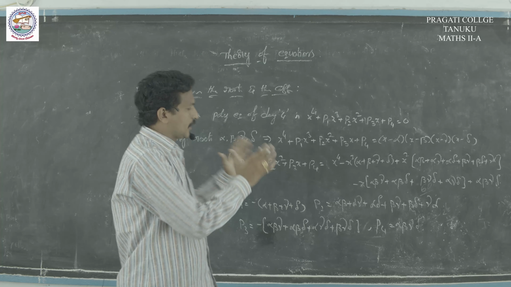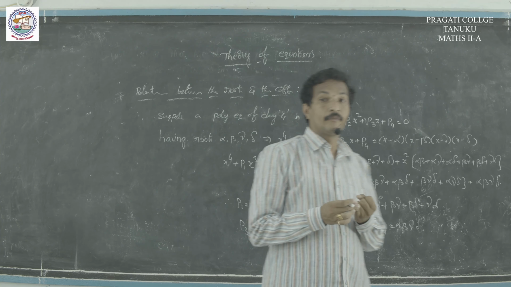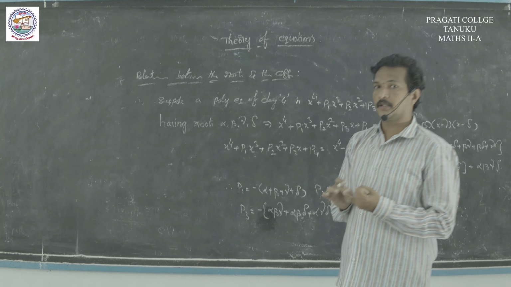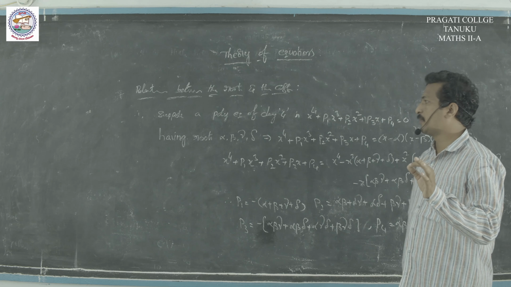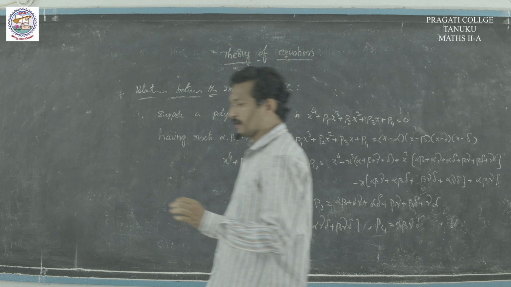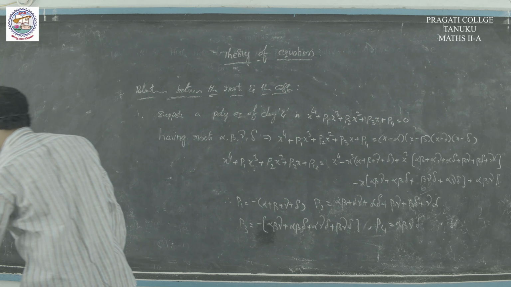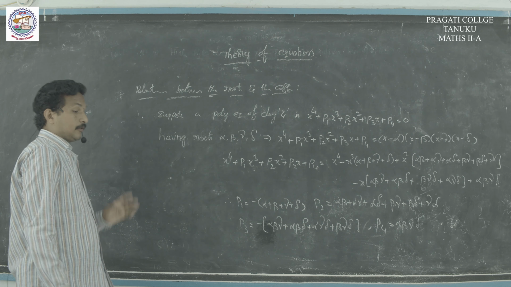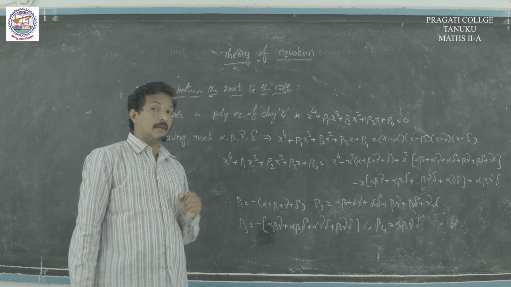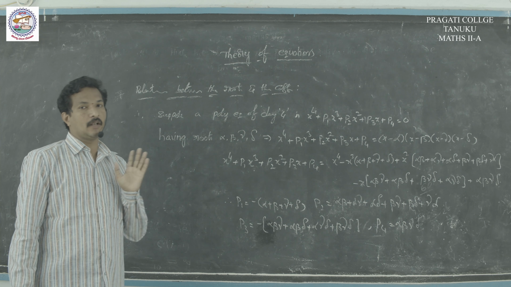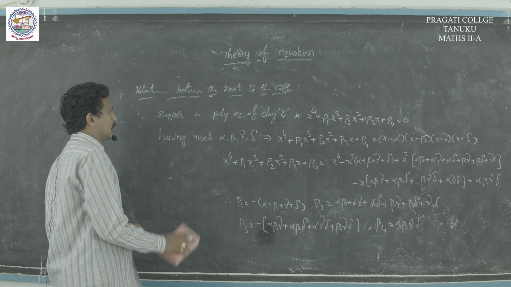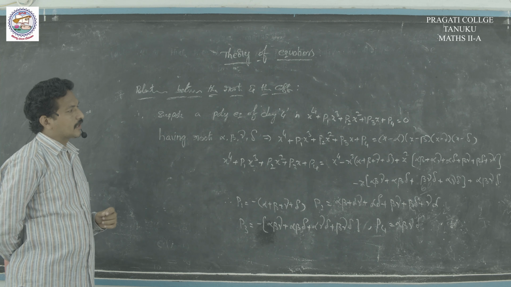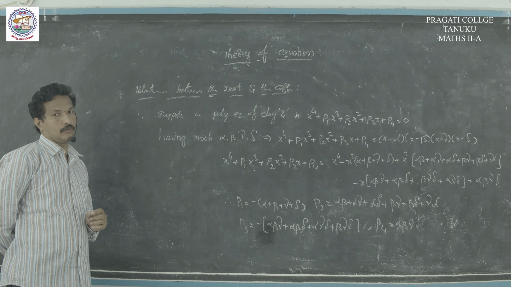In the three sessions, the first one is the quadratic equation, x square plus p1 x plus p2 is equal to 0, having roots alpha, beta. Then P1 is equal to minus of alpha plus beta, and P2 is equal to alpha beta. Next, the cubic equation, x cube plus p1 x square plus p2 x plus p3 equal to 0.